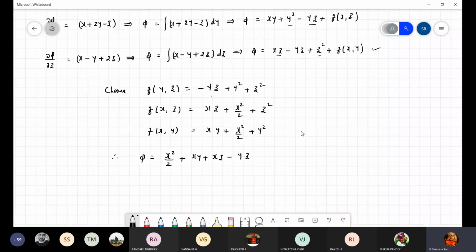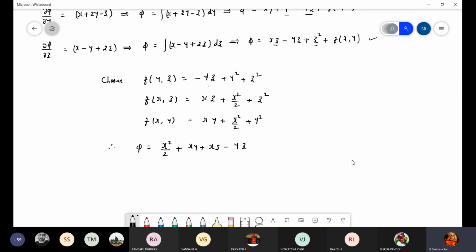So now I will substitute here like this. x square by 2 plus xy plus xz minus yz plus y square plus z square. So this is actually phi. Now you can verify.